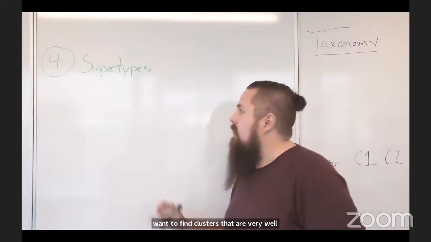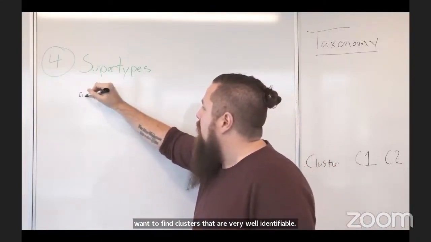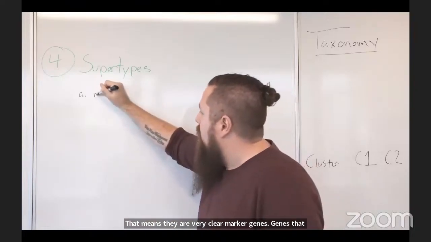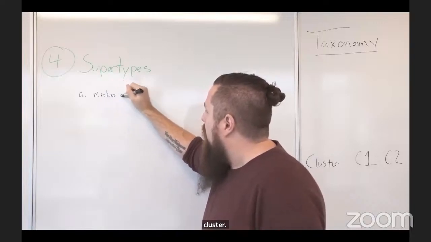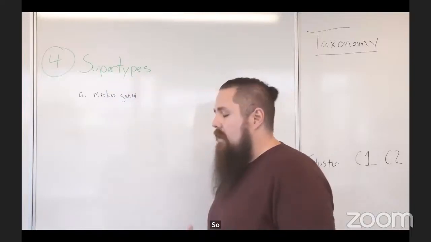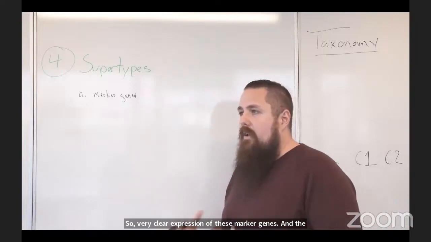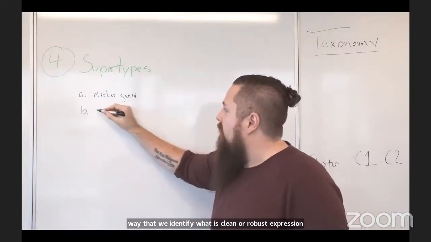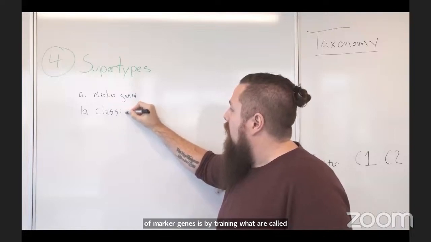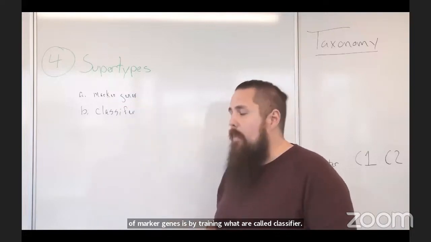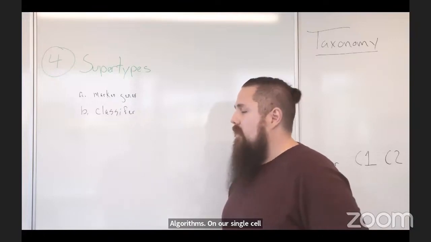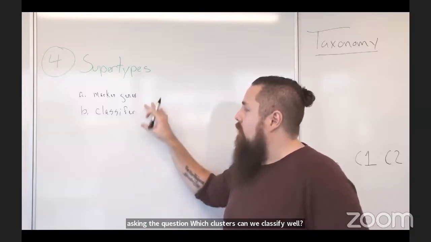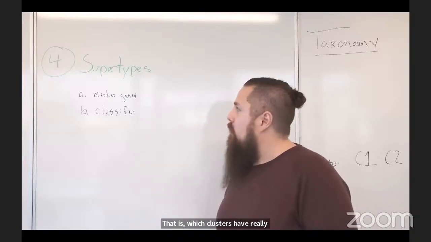That means they have very clear marker genes, genes that are individually or uniquely expressed in that cluster. So very clear expression of these marker genes. And the way that we identify what is clear or robust expression of marker genes is by training what are called classifier algorithms on our single cell data, on our clusters, and asking the question, which clusters can we classify well? That is, which clusters have really good marker genes for their expression?